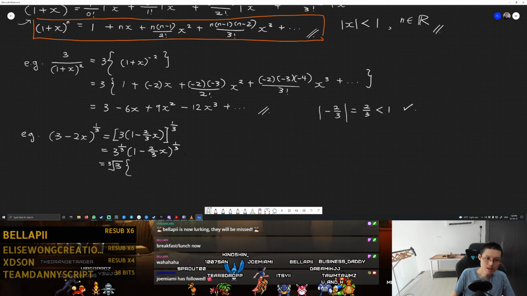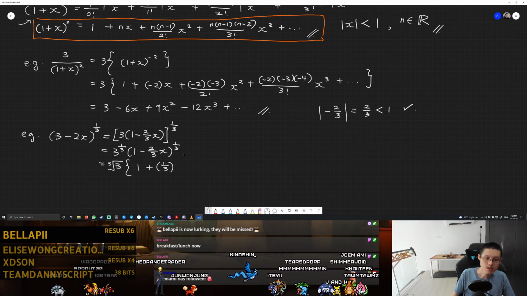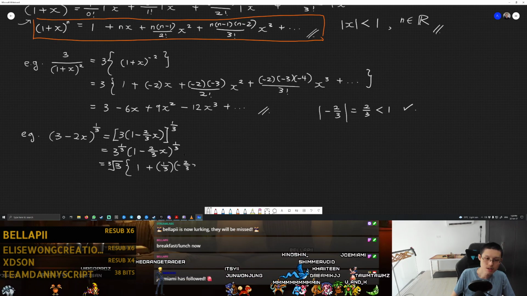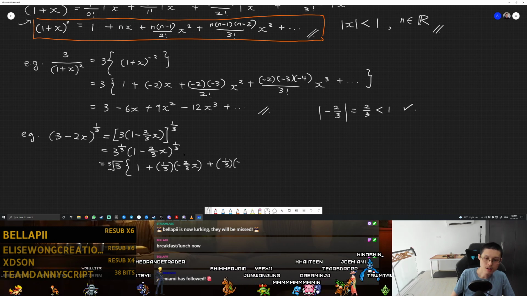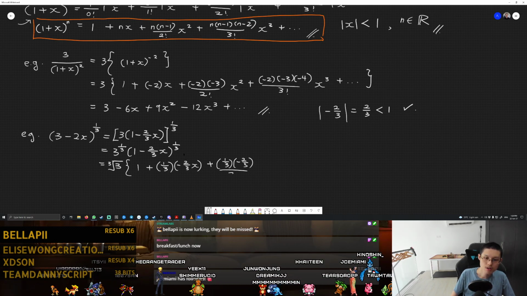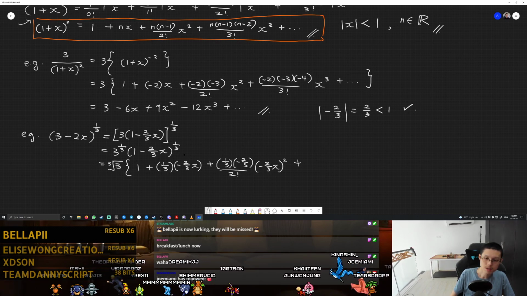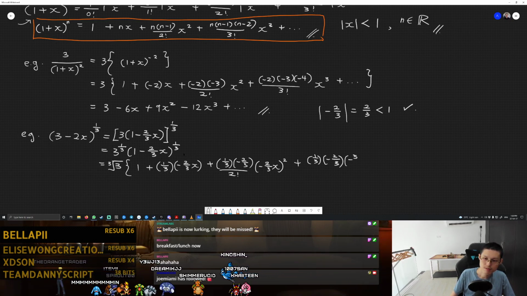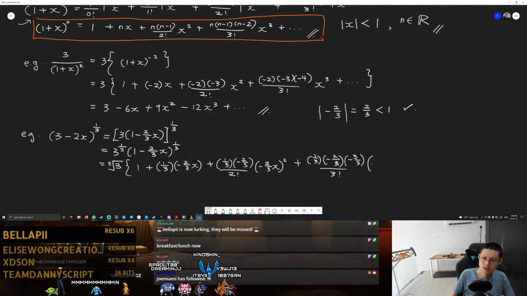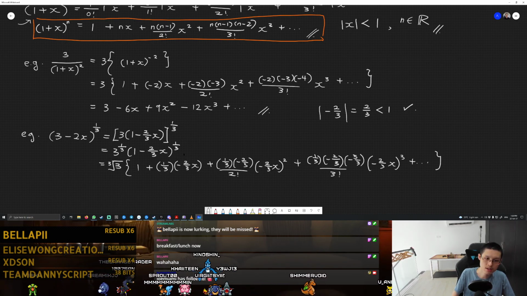We are going to get 1 plus 1 over 3 times negative 2 over 3 x, plus 1 over 3 times negative 2 over 3 over 2 factorial times negative 2 over 3 x squared, plus 1 over 3 times negative 2 over 3 times negative 5 over 3 over 3 factorial times negative 2 over 3 x cubed, and then dot dot dot, and then you expand this and you get your answer.